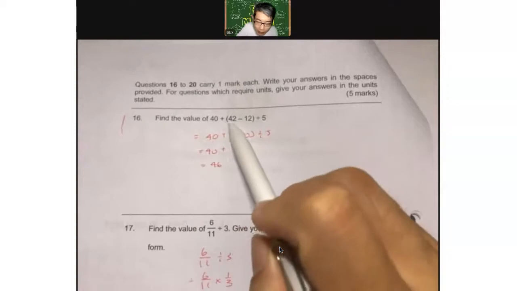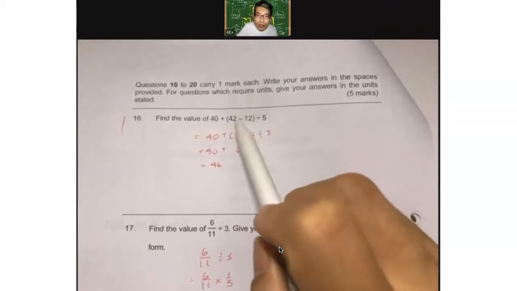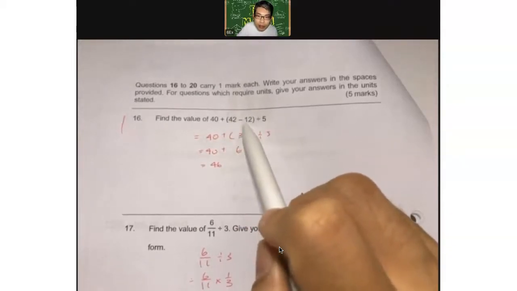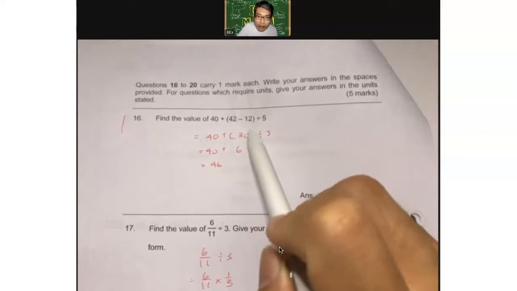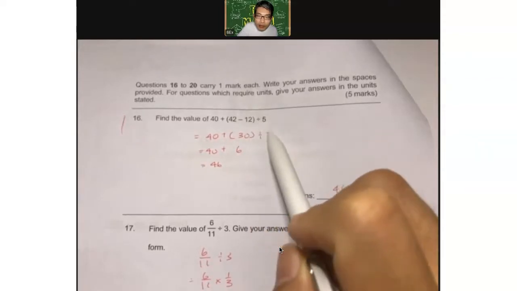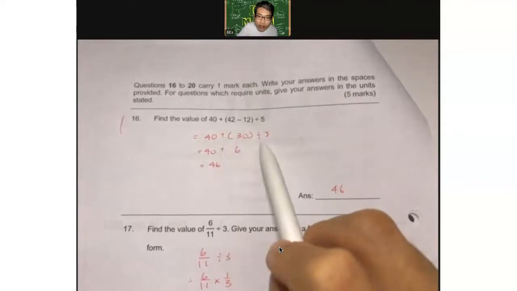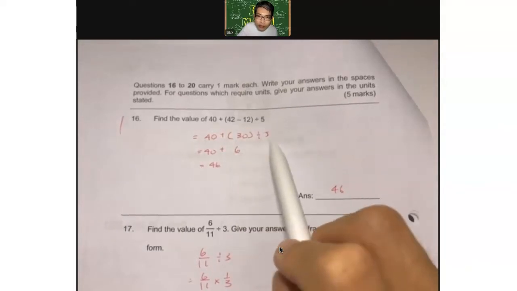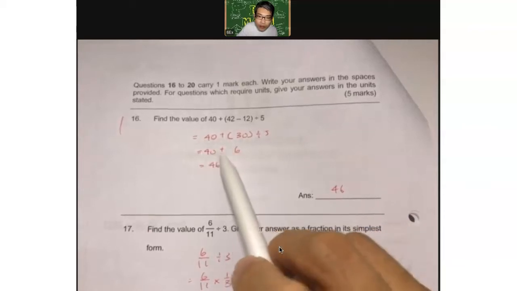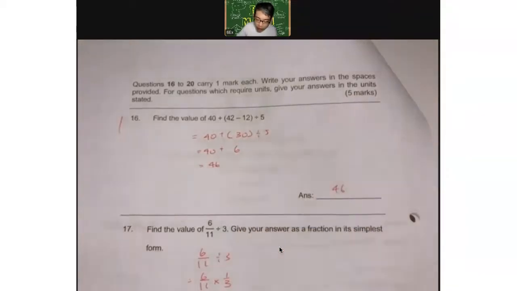This is a plus, right? I'll ignore it first. I work out the brackets. This is 42 minus 12, so this is 30 divided by 5. I'll leave this. Now between addition and division, I'll work out division first. 30 divided by 5 is 6. So 40 plus 6 is 46. That's how we get to this answer.